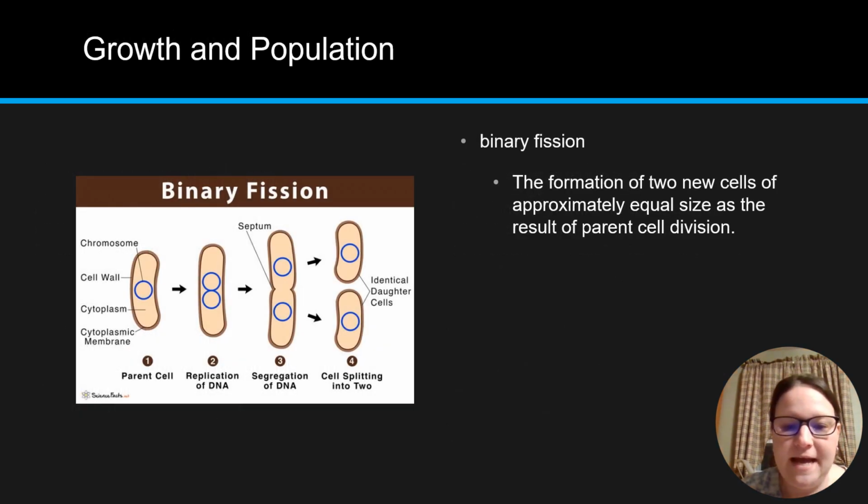One concept that affects growth and population is something called binary fission. It's the formation of 2 new cells of approximately equal size as a result of a parent cell division. So you have the parent cell, and then you have the replication of DNA, and the segregation, and then the cell splitting into 2 different parts. So then you end up with 2 individual cells and not 1. I actually have an example here that breaks it down on the left-hand side.